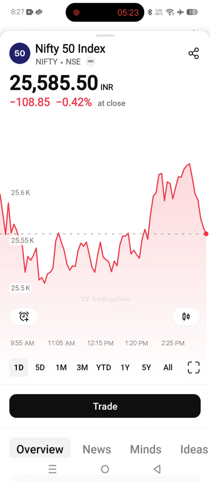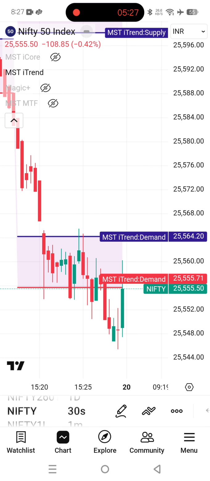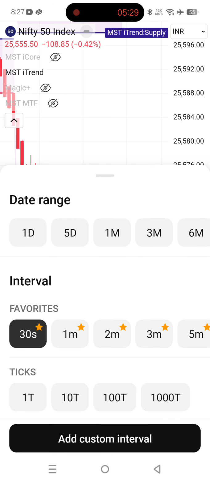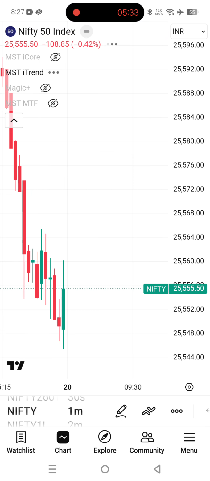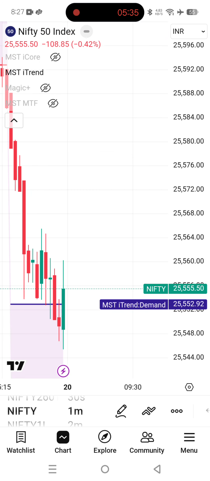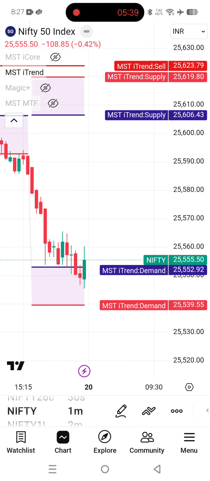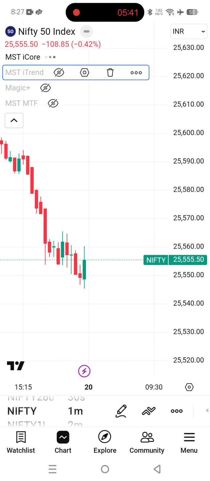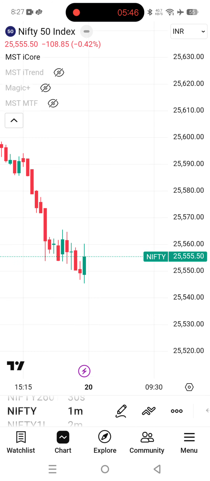Just click on it and expand the chart. You can keep any time frame: 1 minute, 2 minutes, 5 minutes. That is up to you. But if you are trading in the 1 minute time frame, stick to that 1 minute time frame. If you are trading in the 5 minutes time frame, stick to that. Don't keep on changing the time frame. Whichever one you trade, stick to it.